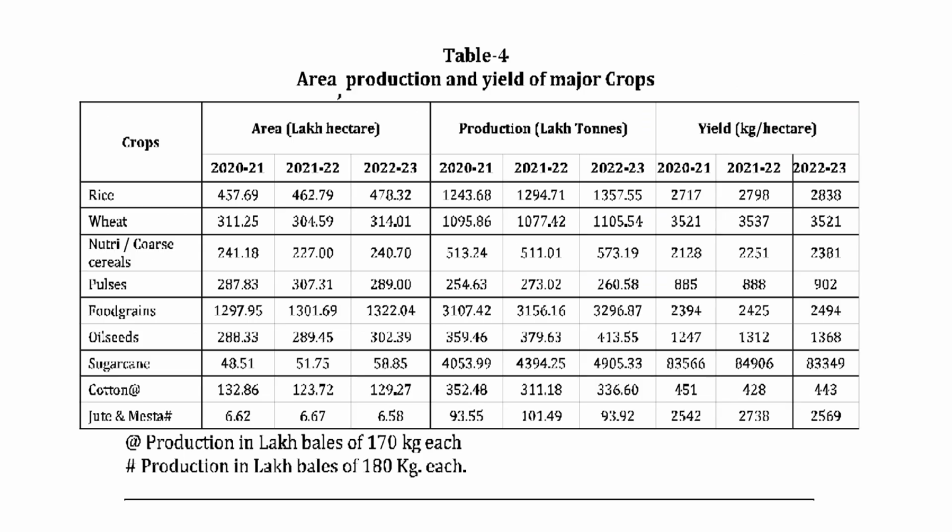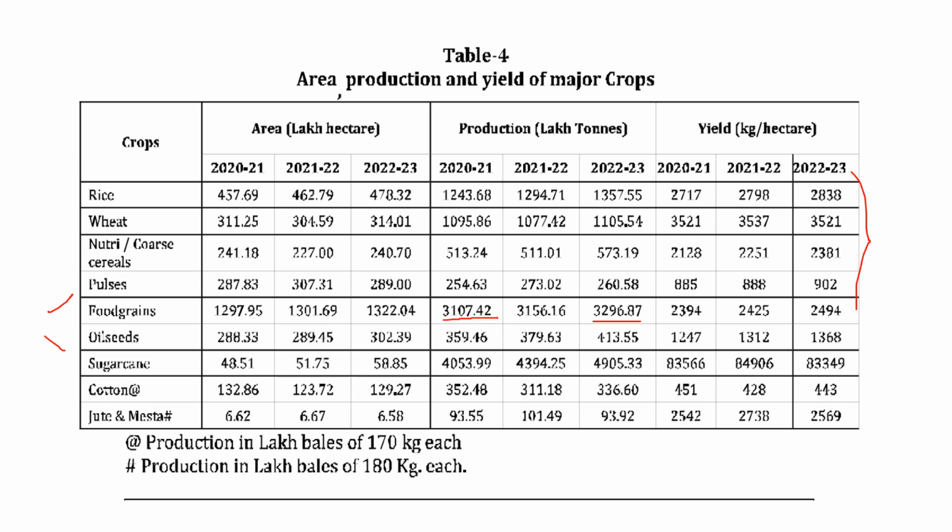In this table, you can see net sown area, production in lakh tons, and yield. Here you can see directly food grains production increase. In 2021, production was 3,107 lakh ton. Now, in 2022-23, it was 3,296 lakh ton. You can also check here the yield.